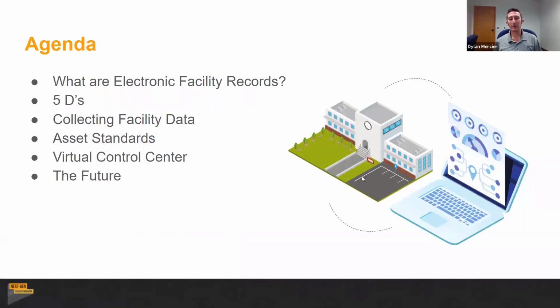So a few things we're going to cover today, kind of the basics. What are electronic facility records? The 5Ds, don't worry, we're going to circle back to those a little bit later and really detail out what each of those mean. Collecting facility data and the best practices, different ways you can go about gathering up all of this information. Asset standards, really getting that data stored and categorized in a useful format that's going to work best for you and your team for years to come.